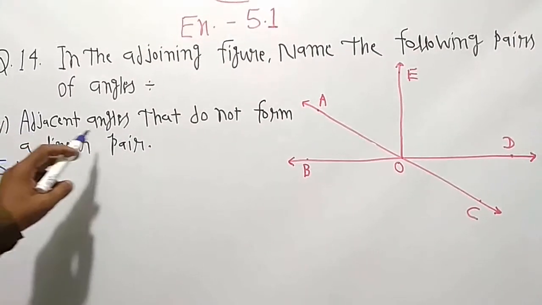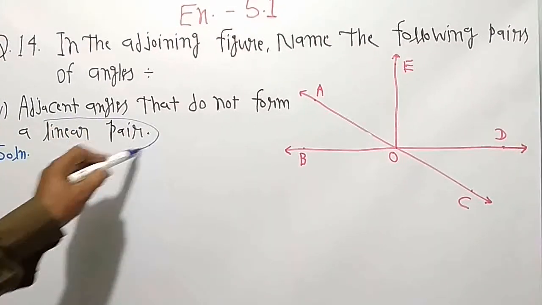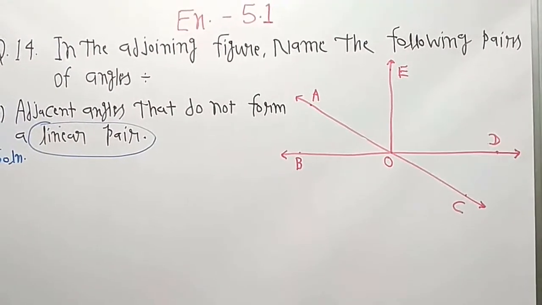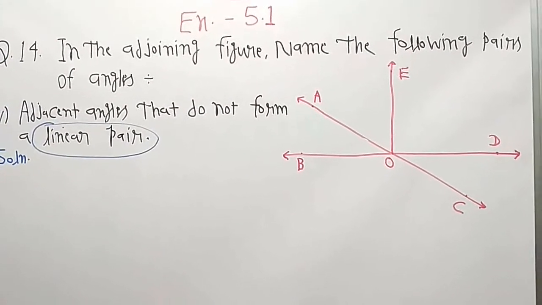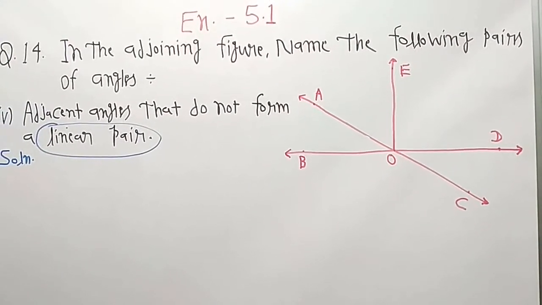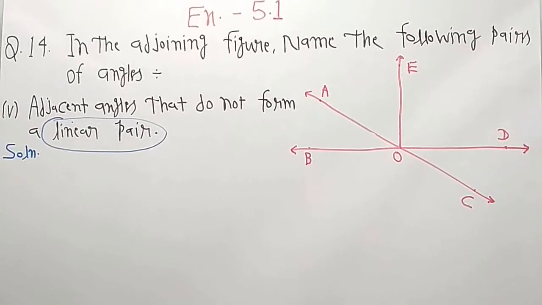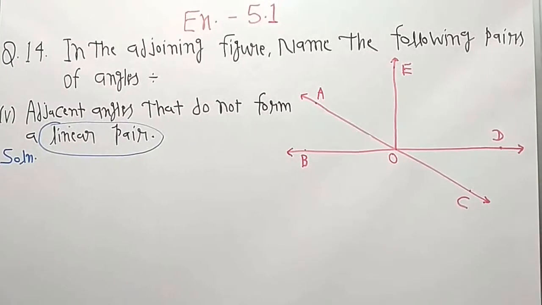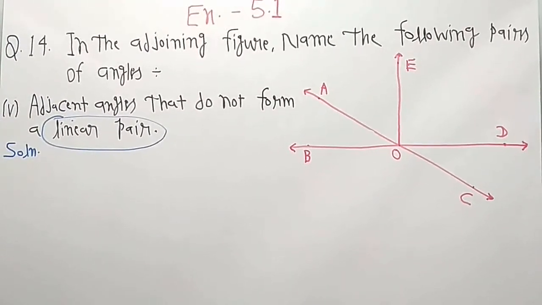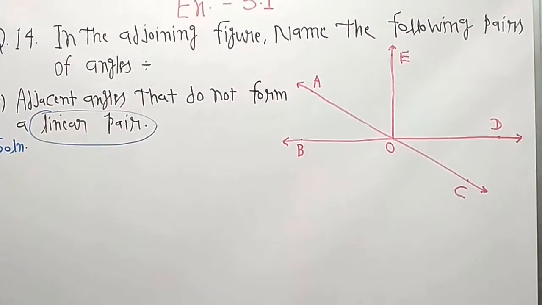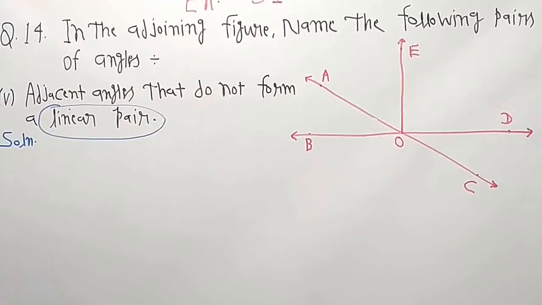Now the next part: adjacent angles that do not form a linear pair. This is the concept of linear pair. What is a linear pair? A linear pair is a pair of adjacent angles whose non-common sides are opposite rays, and when we add the two angles, the sum is 180 degrees, or they are supplementary angles. So here we are searching in this figure for the pairs that do not form linear pairs.